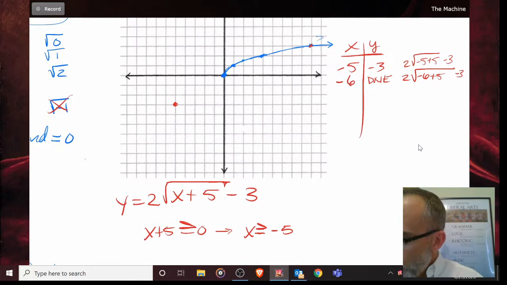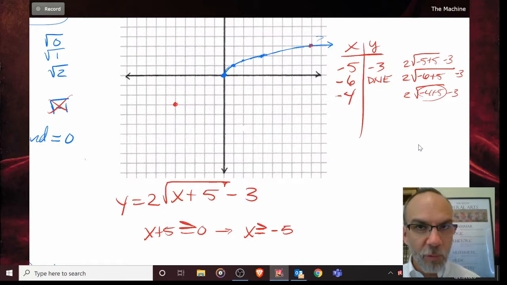So then let's do -4. So what is now, it's going to be 2 times the square root of -4 plus 5, minus 3. -4 plus 5, positive 1. Square root of positive 1 is 1, times 2 is 2. 2 minus 3, -1. So -4, -1, that location right there.